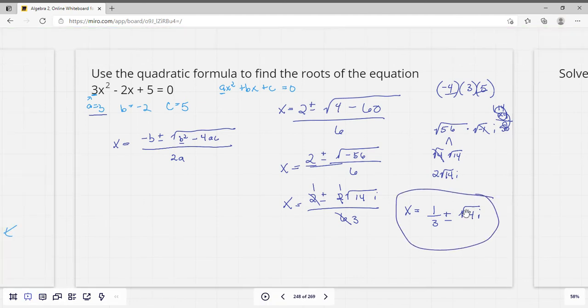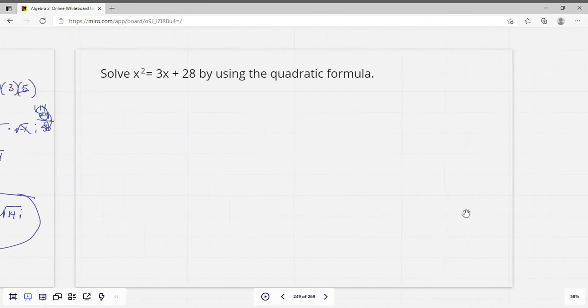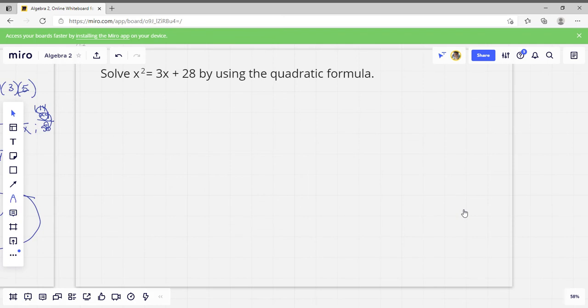Alright, let's try another one like that. Solve by using the quadratic formula. First we have to put this in the right order. So we've got x squared, and then we move that over to the other side: minus 3x minus 28 equals 0. Our a is going to be 1, because there is no coefficient on x squared. Our b is going to be negative 3, and our c is going to be negative 28.